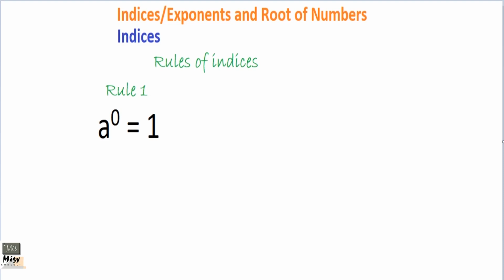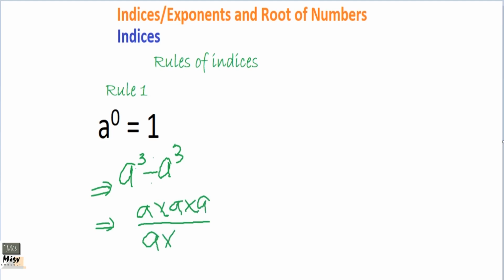So we're going to use the division rule that we just used. Let's take an example: a raised to the power 3 divided by a raised to the power 3. We can write this as a times a times a, which is the first a raised to the power 3, divided by a times a times a. So it will cancel out, and we get what? 1. We are not going to get 0, we get 1.